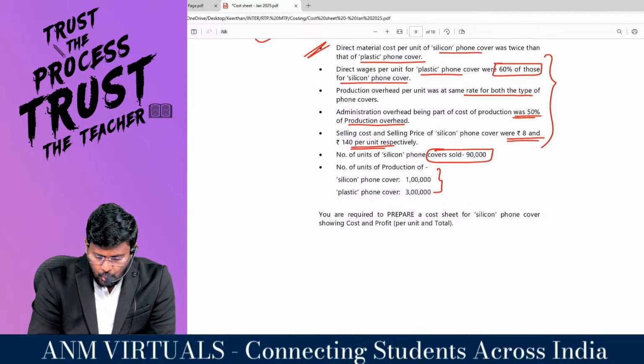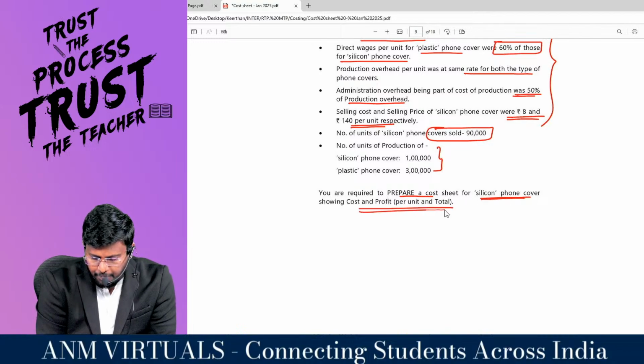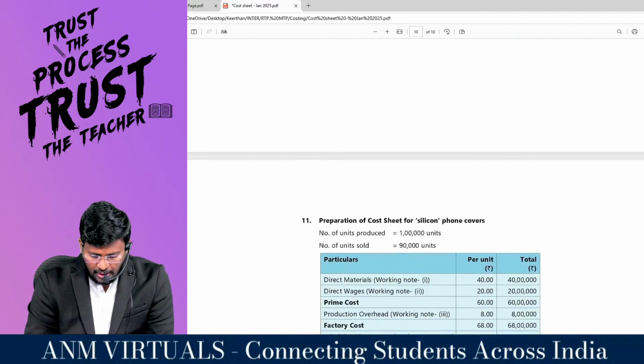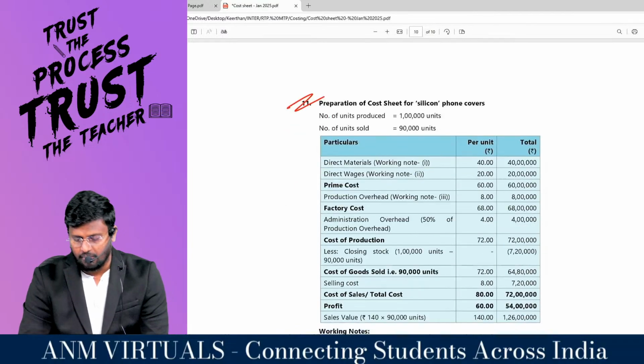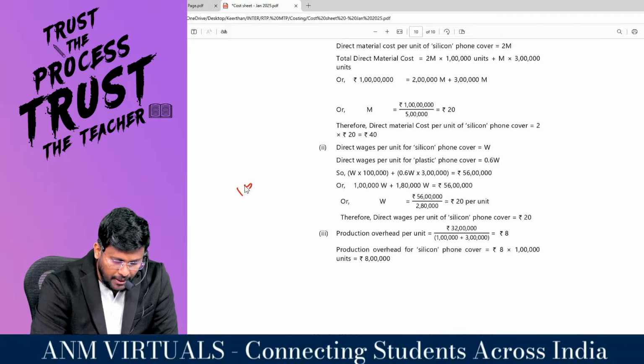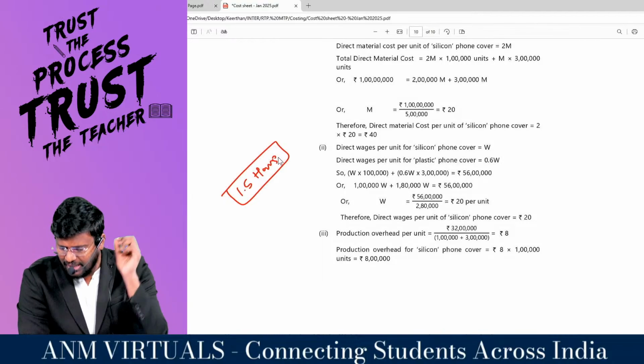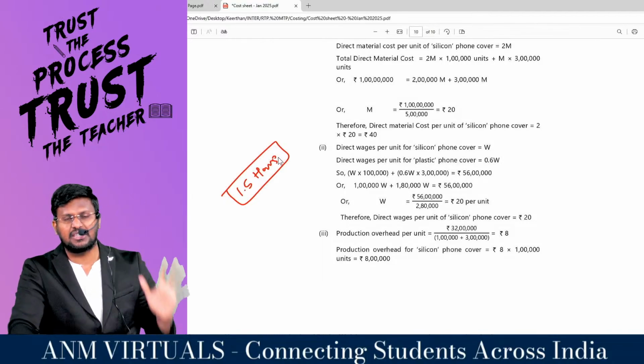This is what was produced. You are required to prepare a cost sheet for silicon phone cover and the profit per unit and the total. The answer has been attached below, my dear lovable students. What you are supposed to do is spend 1 hour to 1.5 hours of your time with the cost sheet. These are relevant RTP and MTP of this time.